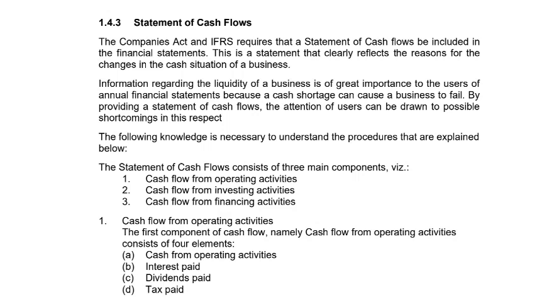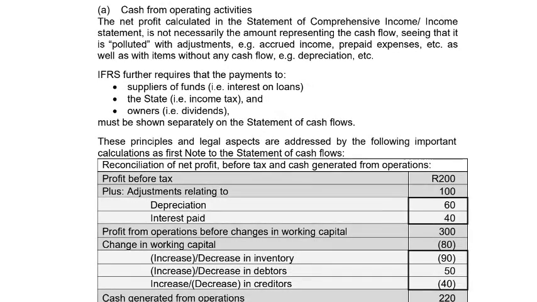A. Cash from operating activities. B. Interest paid. C. Dividends paid. D. Tax paid. A. Cash from operating activities.